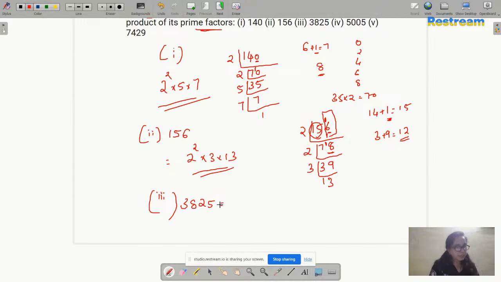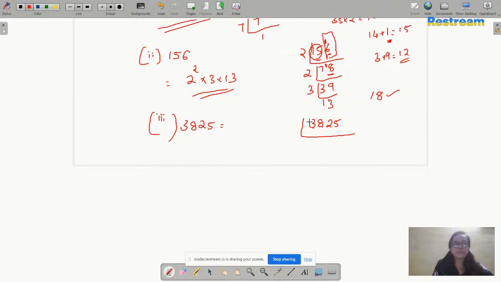3825 is equal to, what is it? Again, you do the prime factorization. What are the divisible numbers? First you can check. 3, 8, 2, 5. Add all these numbers. 5 plus 2 is 7, 7 plus 3 is 10, 10 plus 8 is 18. So if you add all these numbers, we are getting 18, right? 18 is in the table of 3, right?